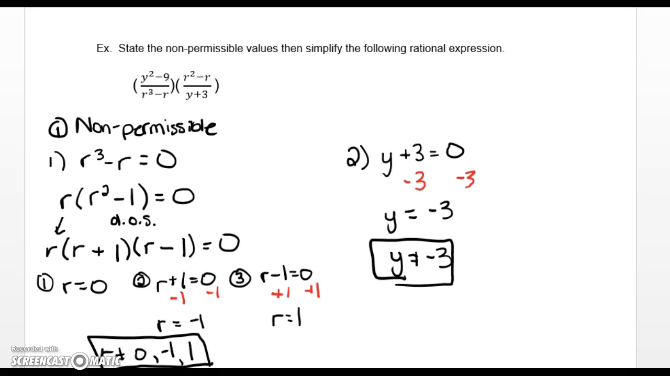So with this said, I just want to make sure that this is clear. R and y are different variables, so r can be negative 3, but y can't be negative 3. Y could be 0, 1, or negative 1, but r cannot be. So they're two separate variables, so you have to do two separate restrictions for them. So you can't write them in the same little expression like we did for this r value. So now that we have stated our non-permissible values or those restrictions, now we can go ahead and simplify the rational expression that we're given.